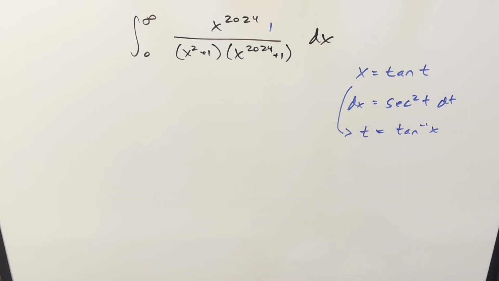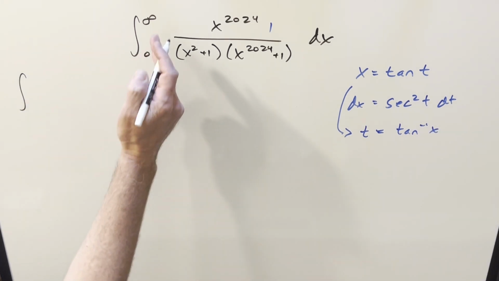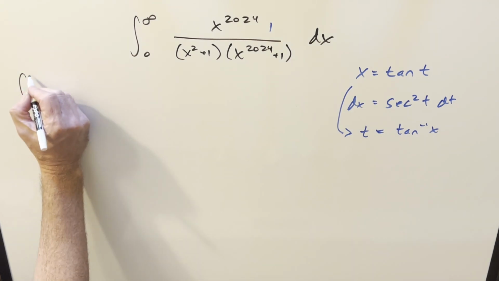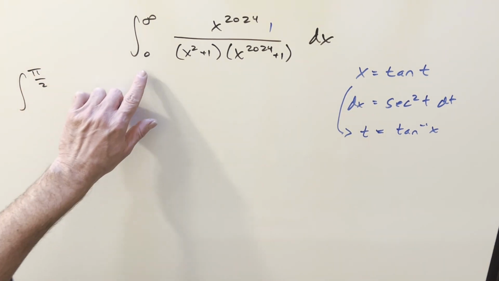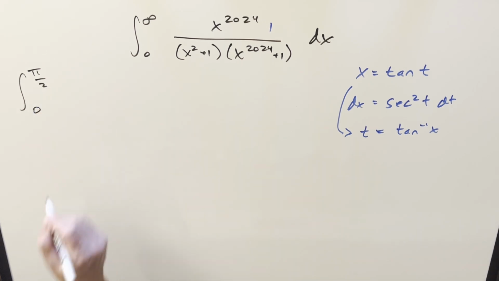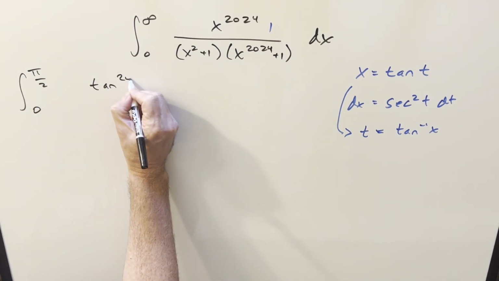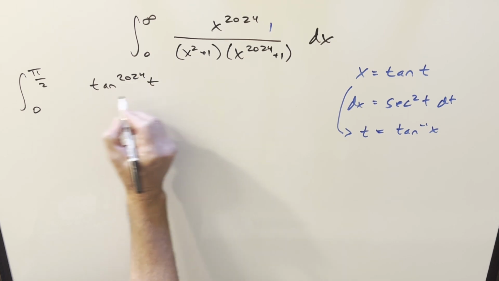If I take arctan on both sides, we can isolate t, and t is just arctan of x. So go ahead and substitute: what's going to happen when you plug infinity in all the way over here? Arctan of infinity is just pi over 2. Then for 0, arctan at 0 is just 0. X to the 2024 is going to become tangent 2024 of t.